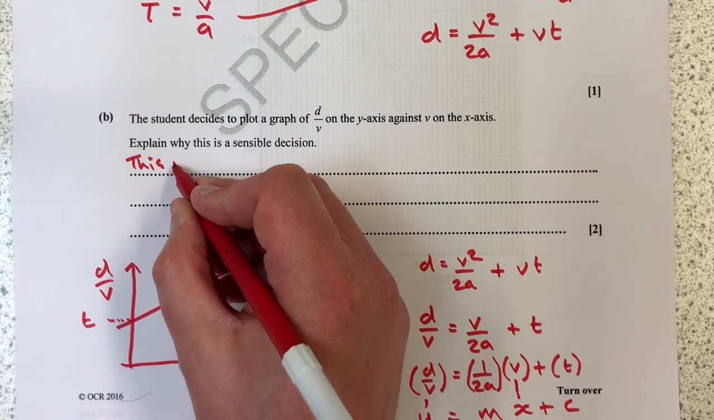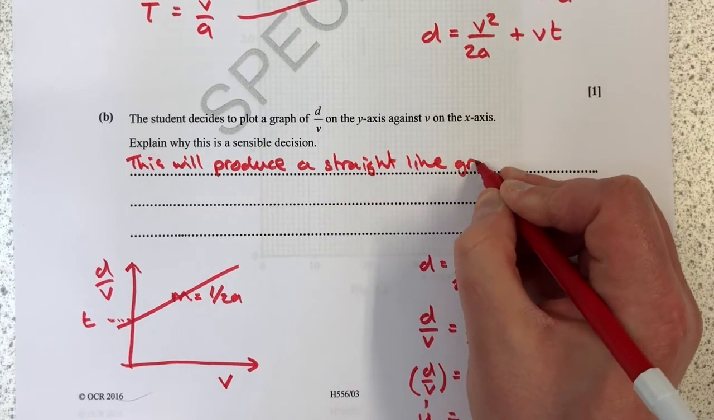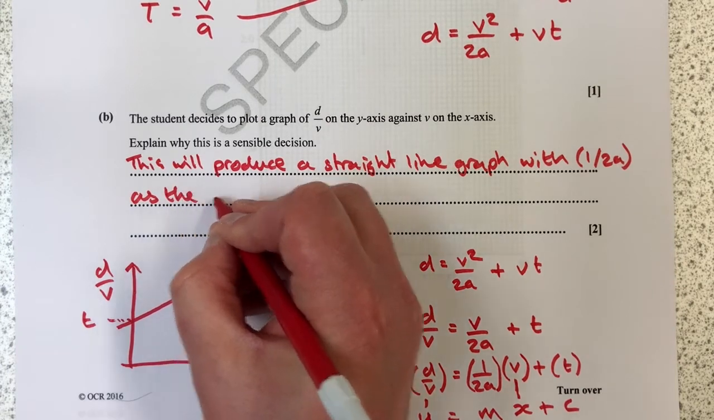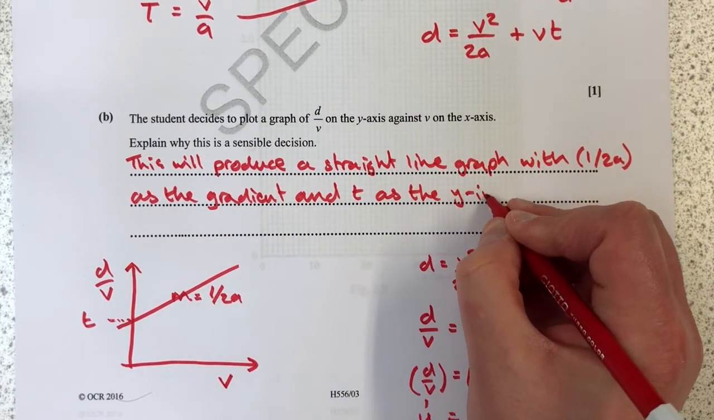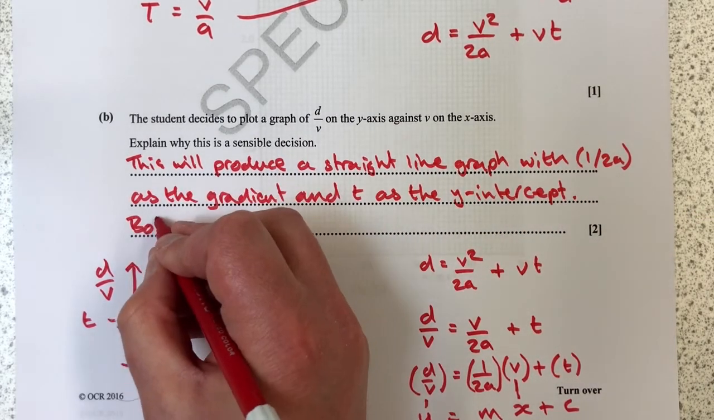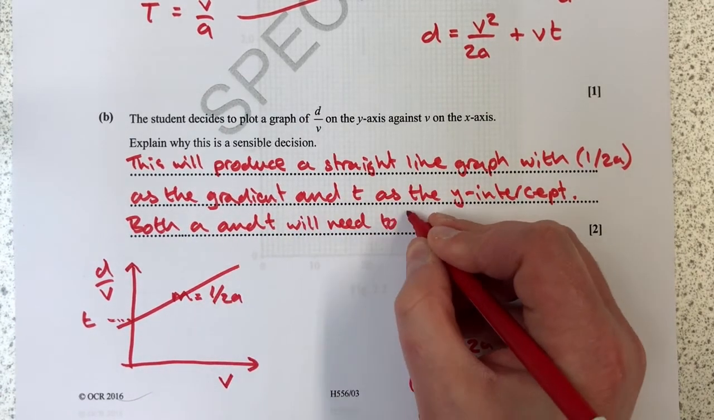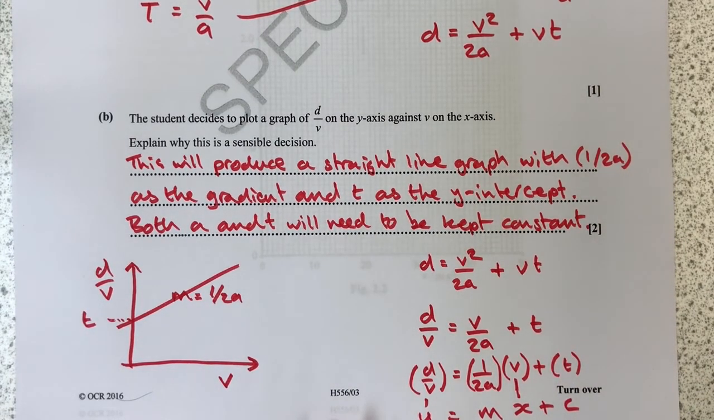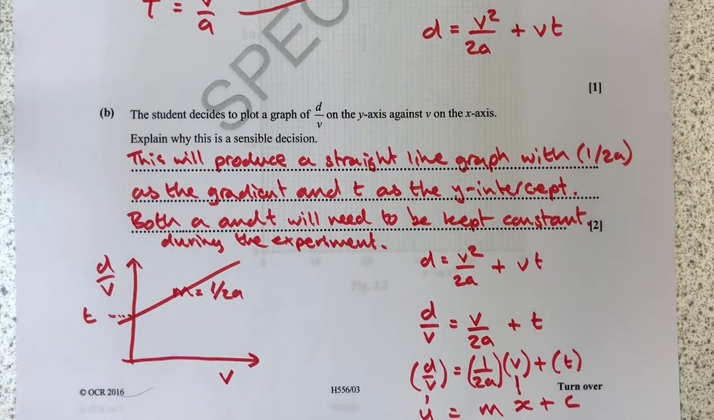So quite what they want for 2 marks, not really sure, but explain why this is a sensible decision. This will produce a straight line graph with 1 over 2a as the gradient and T as the y-intercept. Now this will only occur if both a and T are kept constant. If they are to function in that y equals mx plus c, they will need to be kept constant during the experiment. There you go, I feel better with that as an answer now.